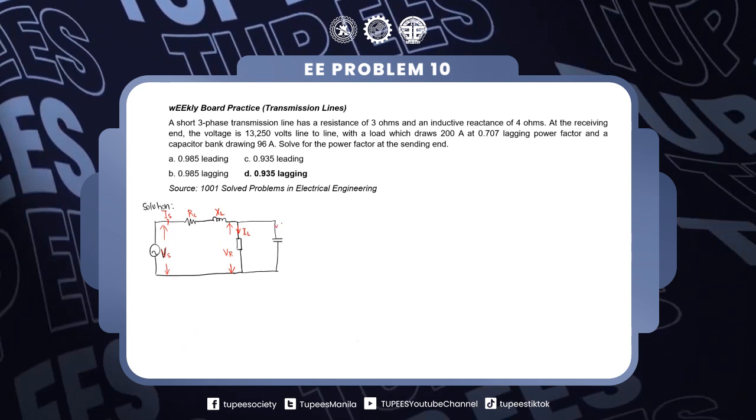Load current, and then capacitor current, IC. Wait, then let's write down the givens. We don't have a given VS and IS. So, let's start with the R. RL is 3 ohms.